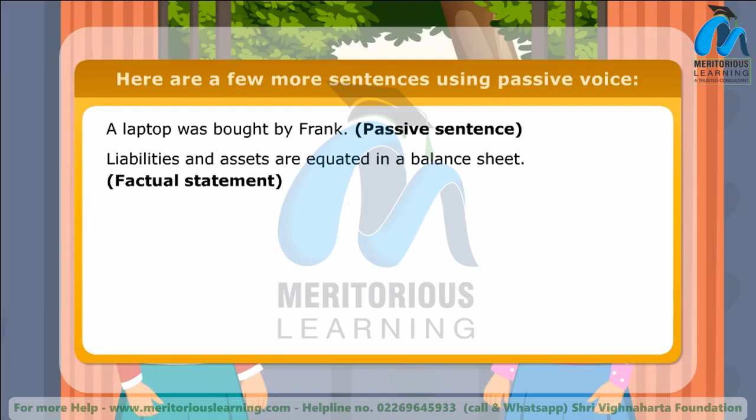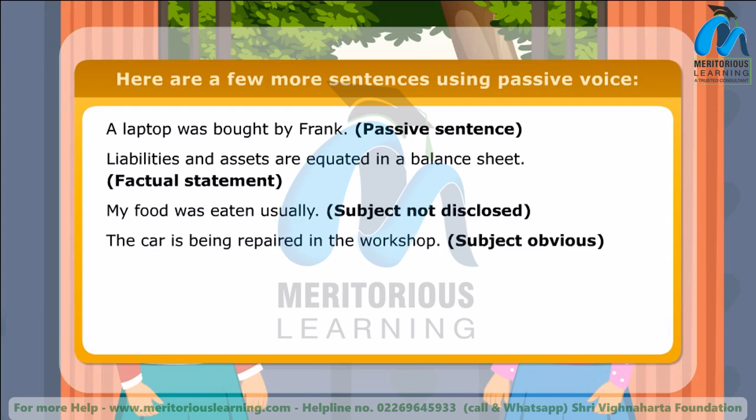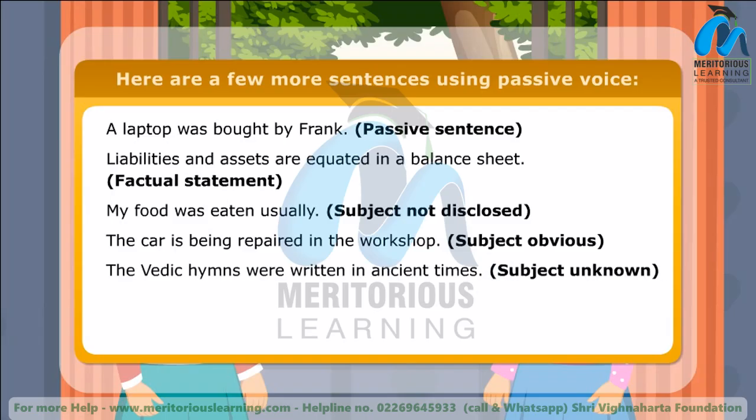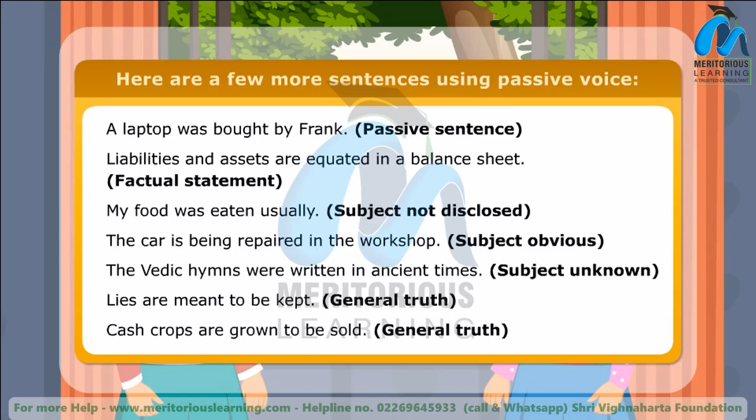Factual statement. My food was eaten usually. Subject not disclosed. The car is being repaired in the workshop. Subject obvious. The Vedic hymns were written in ancient times. Subject unknown. Lies are meant to be kept. General truth. Cash crops are grown to be sold. General truth.